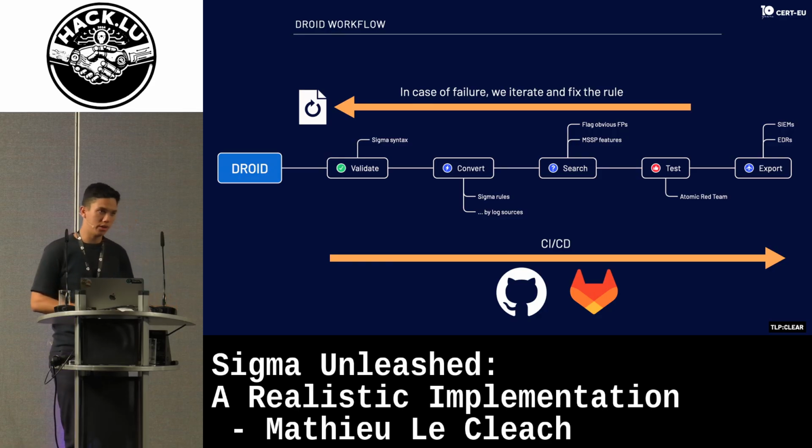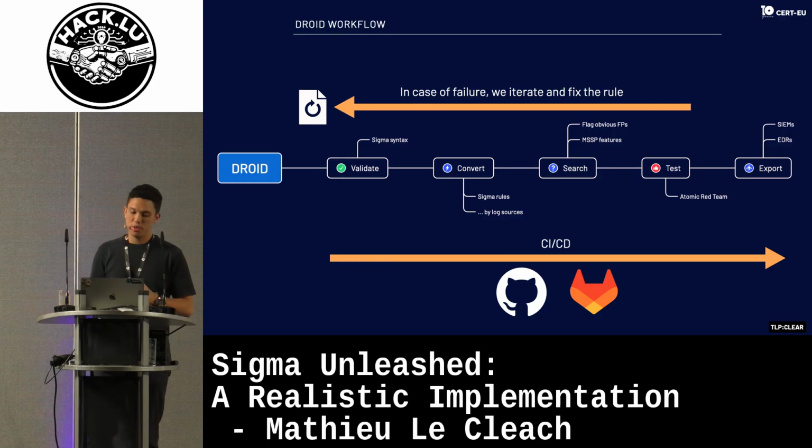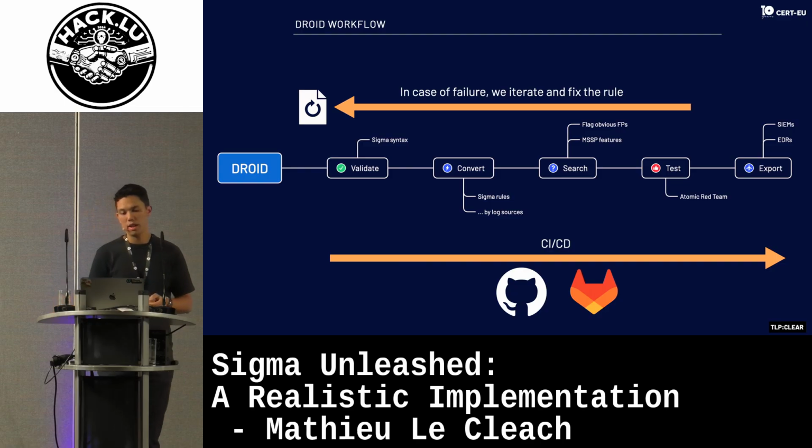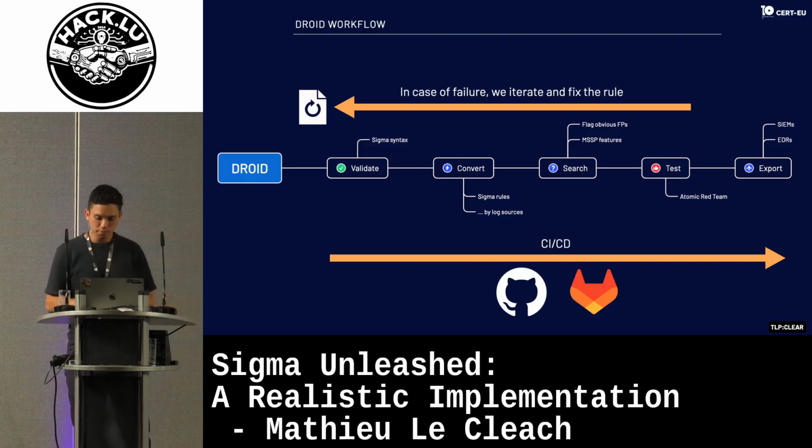So how does it work? When I introduce a detection rule along the way, it is validated as per the Sigma syntax. I convert the rule thanks to DROID, and we search the rule in our datasets. And we are working on testing the detection rules thanks to the Atomic Red Team framework. And we export the rules in the end.